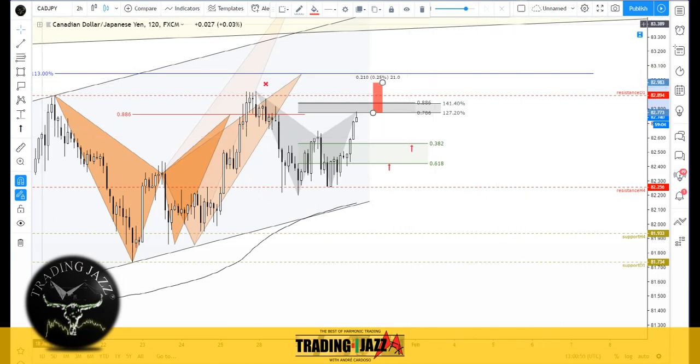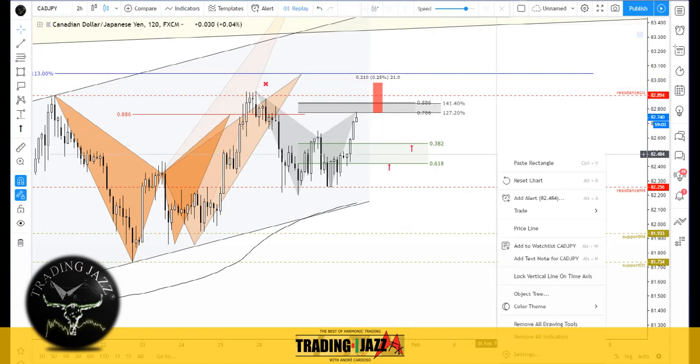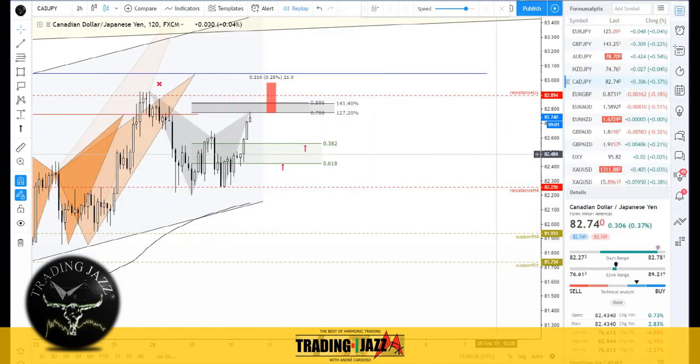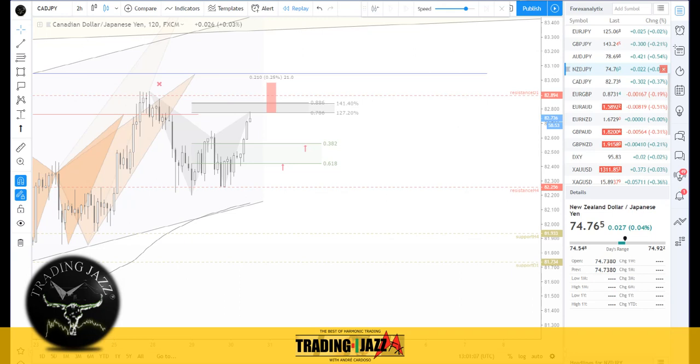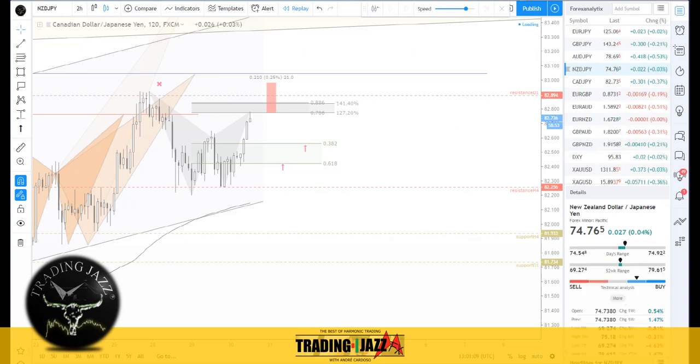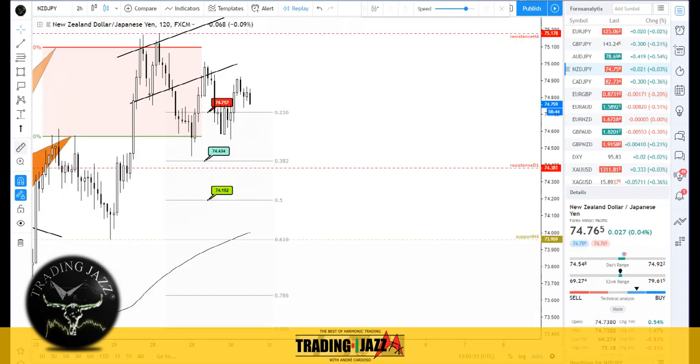another one. CAD versus yen. Let's move to another one. And please don't consider those levels, because those support levels need to be updated, and they are not updated at this point. More. New Zealand versus yen.